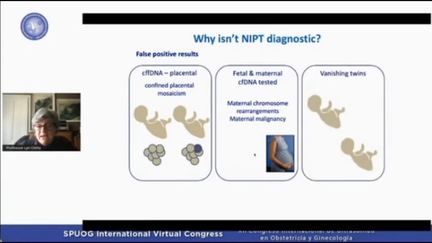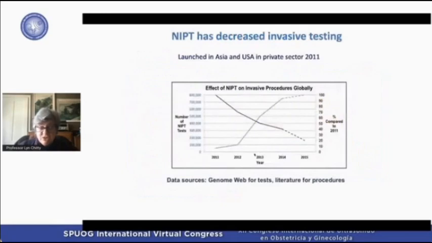And finally, vanishing twins. We now know that many pregnancies start out as twins and one dies, but we also know that the placenta from the dead fetus can continue shedding cell-free fetal DNA a long time after the fetus has died. We can also get negative results. So this is why NIPT isn't diagnostic. NIPT for aneuploidy is not diagnostic, and we must do invasive testing for confirmation.